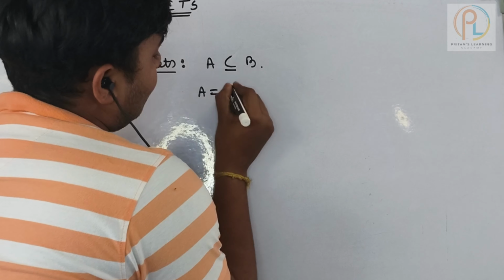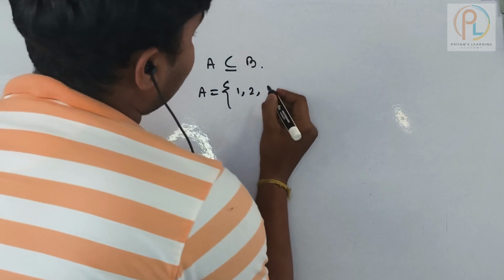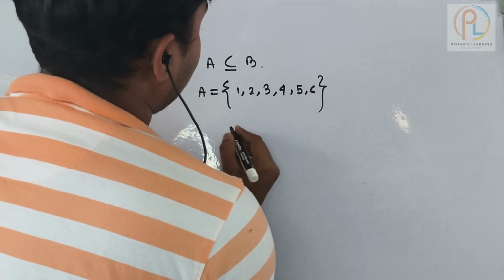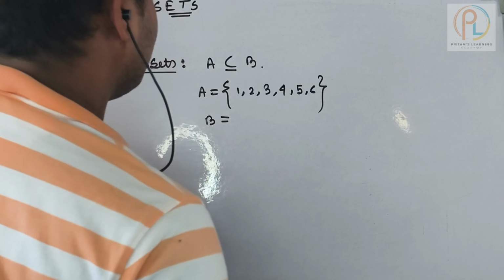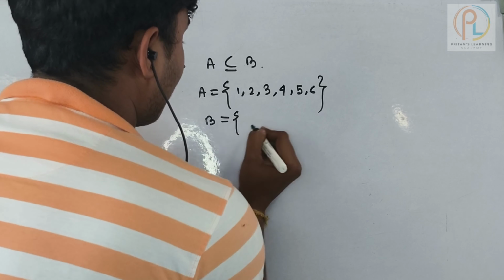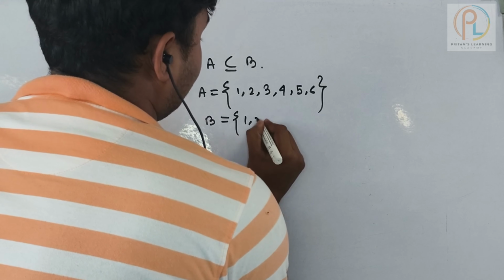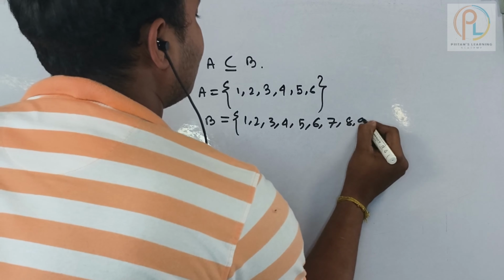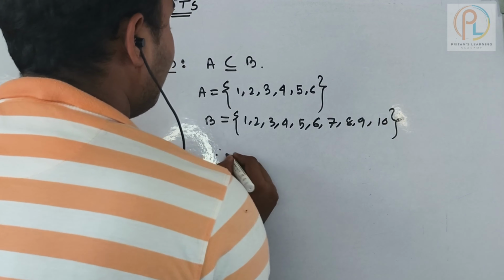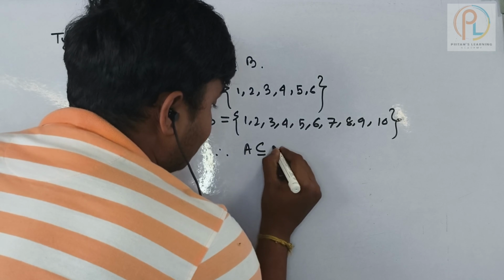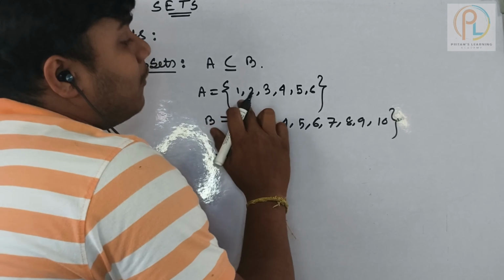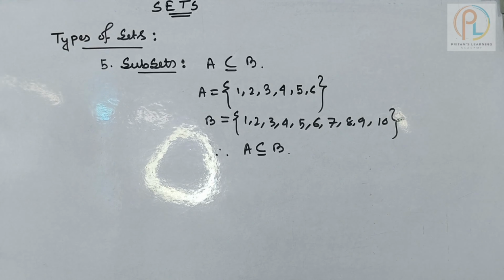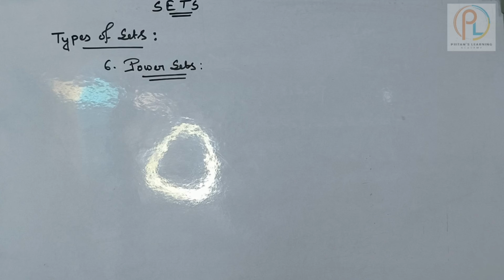If A is 1, 2, 3, 4, 5, 6, and B is the set 1, 2, 3, 4, 5, 6, 7, 8, 9, 10, then we say that A is a subset of B, because every element of A is also an element of B.